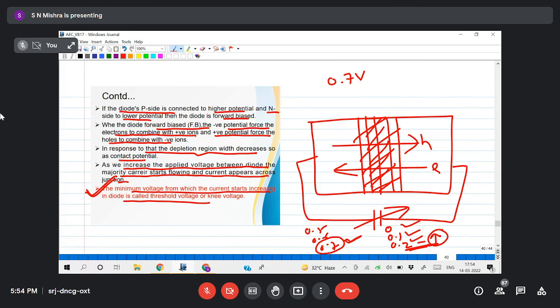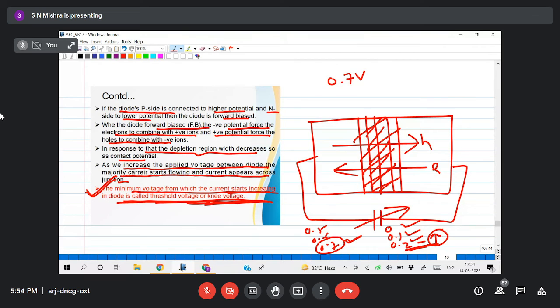So, sir, we have to remember this value, this is the default value you can remember. For silicon 0.7 volt, for germanium it is 0.3 volt. Okay, and the definition is: the minimum voltage at which the current starts increasing is called threshold voltage, knee voltage, cut-in voltage.